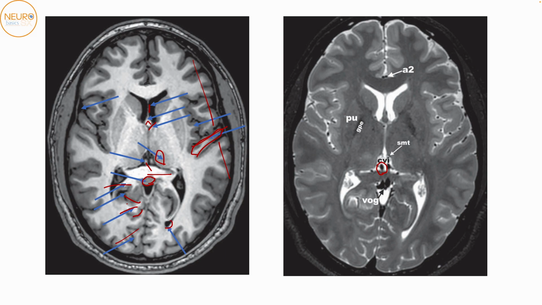This here is the occipital horn, the atrium. Okay. And this here is your quadrigeminal system.